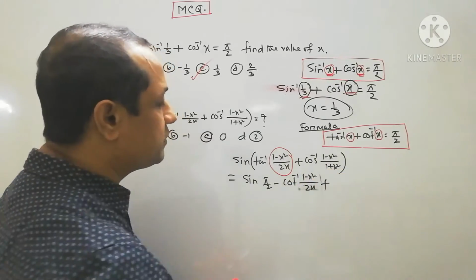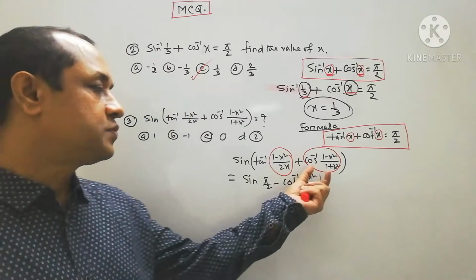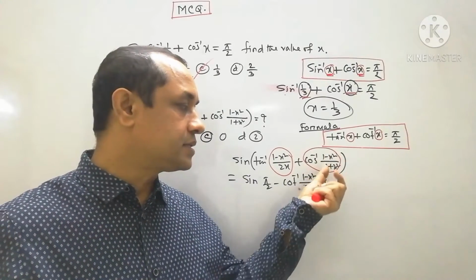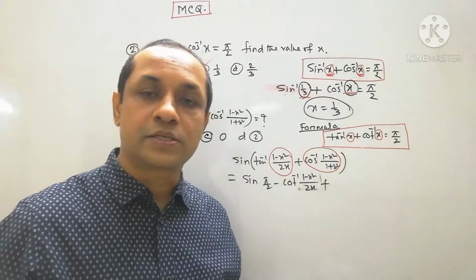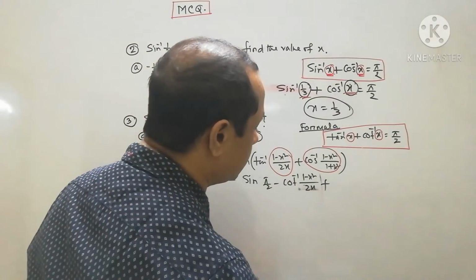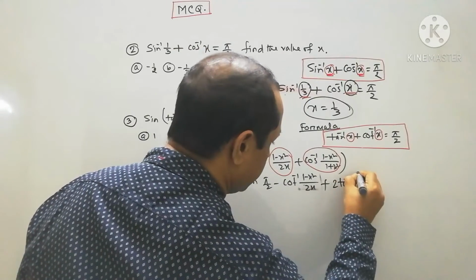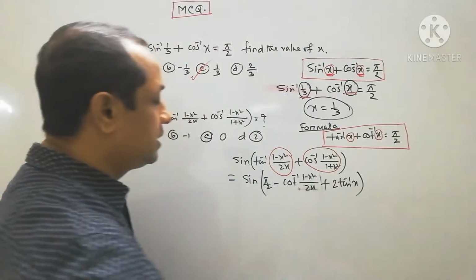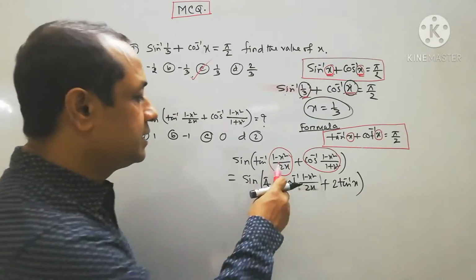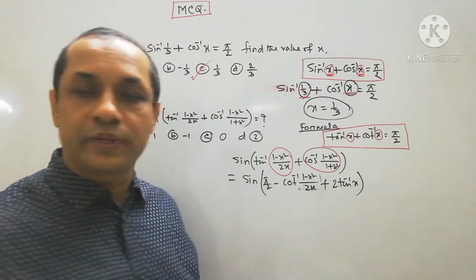plus, using this formula, students, attention please: cos inverse (1 minus x square) by (1 plus x square) equals 2 tan inverse x. So here 2 tan inverse x. Students, look at the board. Here tan inverse (1 minus x square) by 2x, this angle is x. So tan inverse x plus cot inverse x equals pi by 2.